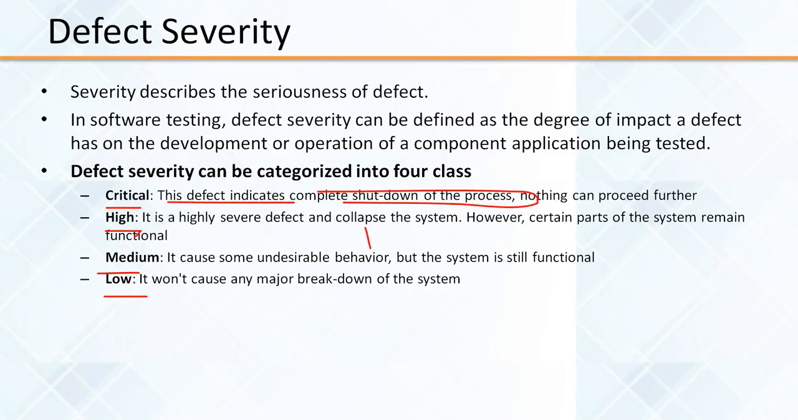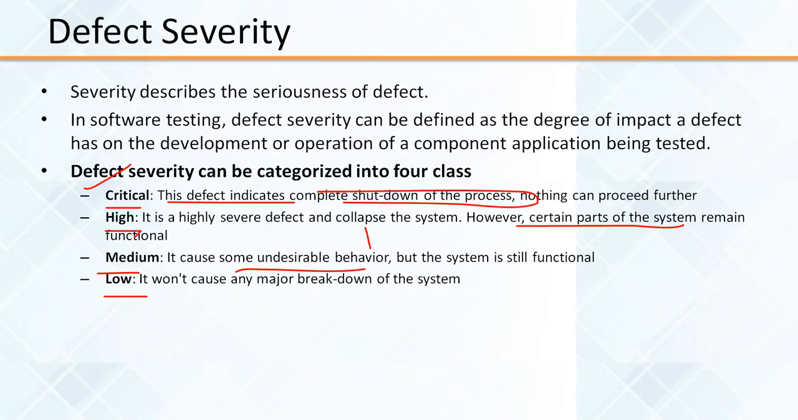And high we give when it is a highly severe defect that collapses the system, however parts of the system remain functional. Other functionalities we are able to proceed with. So that is the case for high. And medium causes some undesirable behavior, but the system is still functional. Some behavior is not expected, but still we are able to go further. That's medium. Low means it will not cause any major breakdown of the system. In that case we give low severity.